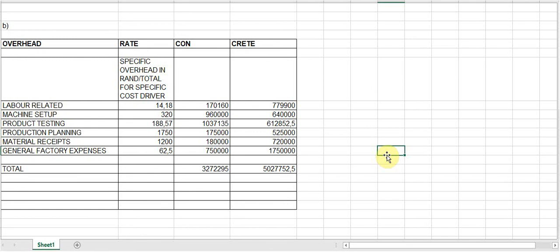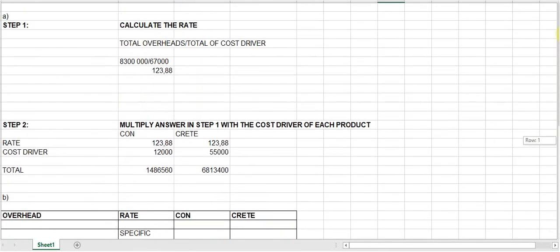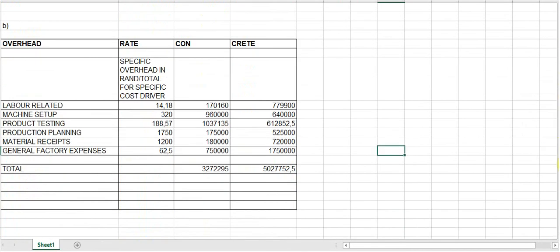So that is the approach that we would have followed to calculate the total of the overheads to be allocated to each of the products in the instance where ABC costing is applied. I hope that you have tried this homework and that you now grasp the basic concepts and the differences between traditional and ABC costing.